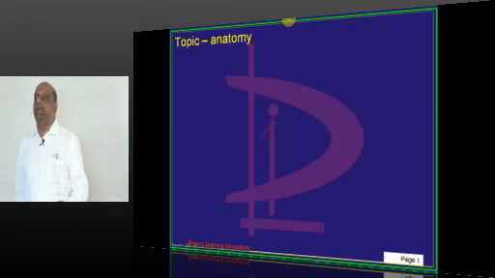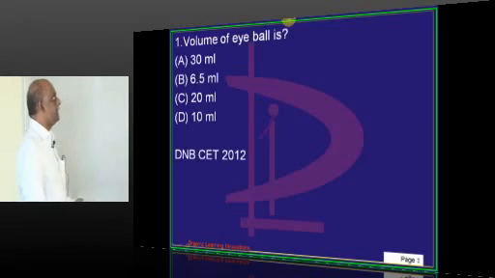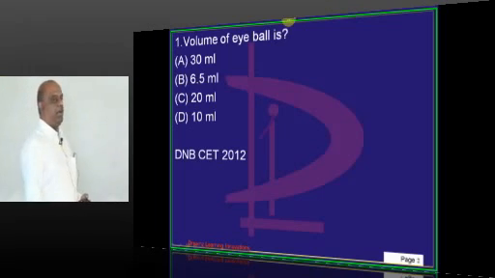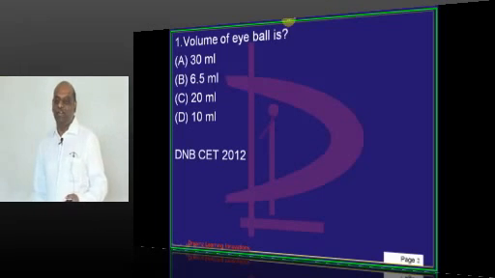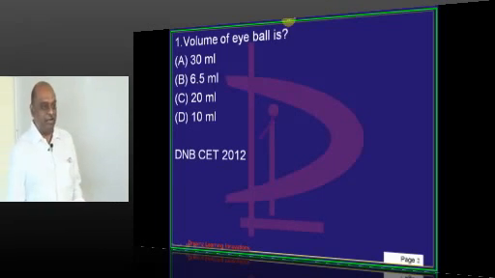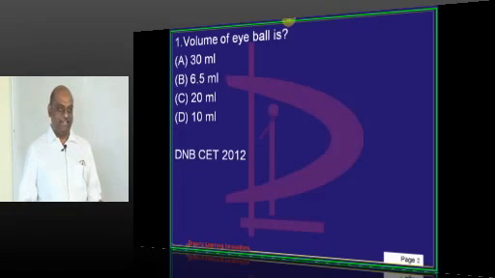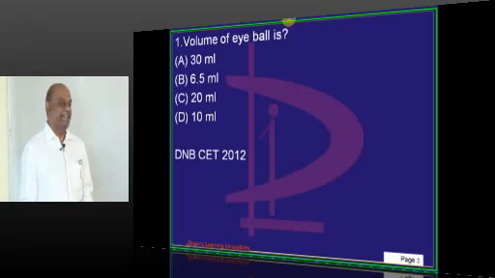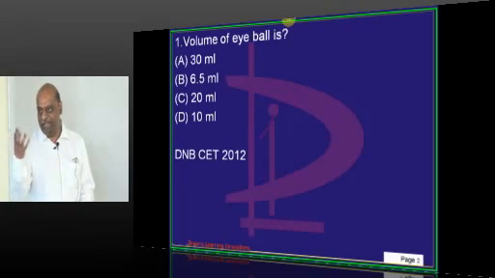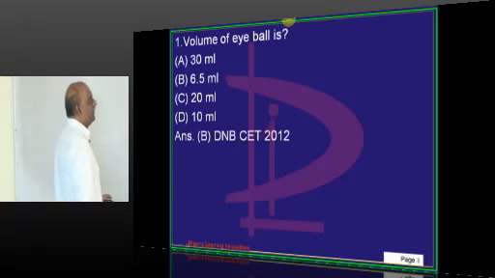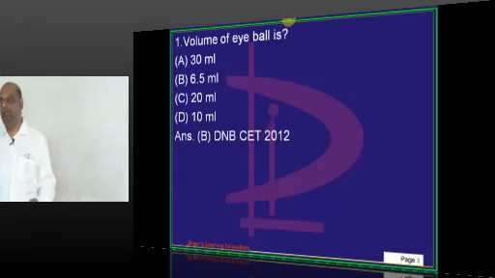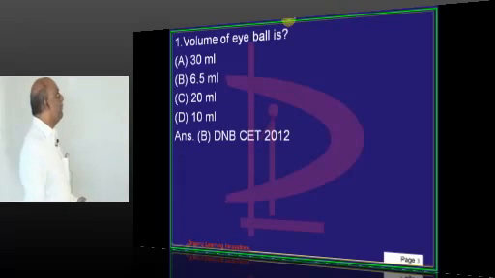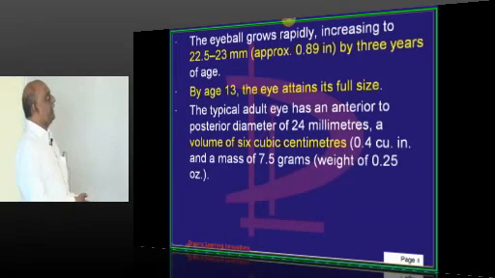Anatomy of the eye, highest number of questions have been asked. First is, what is the volume of the eyeball? Don't think you can imagine it in the exam hall. You may have students in the exam hall, some with big eyes, some with small eyes. Where will you calculate? So 6.5 ml is considered to be the volume of the eyeball, is what you need to remember.